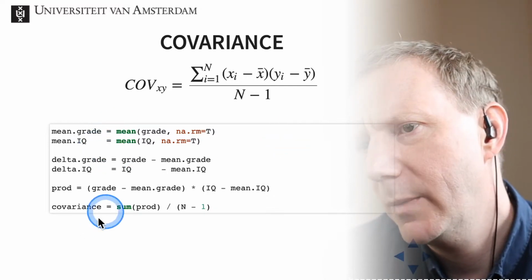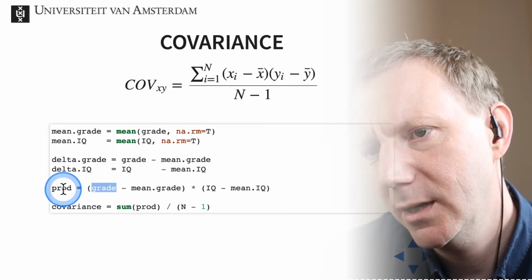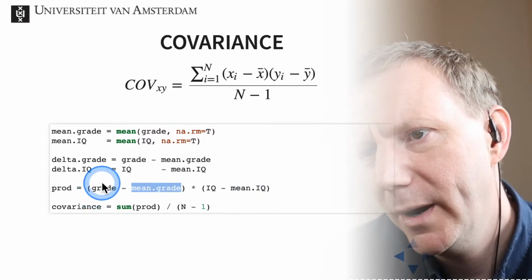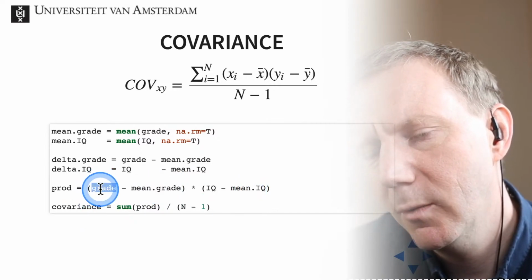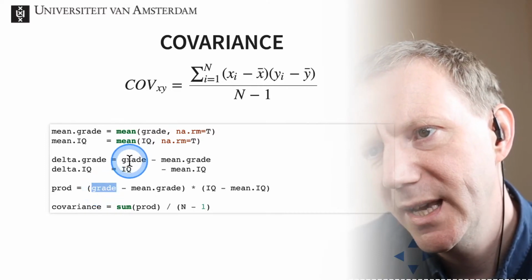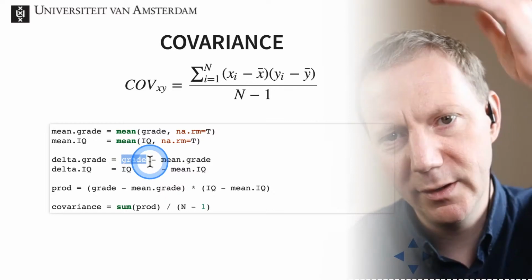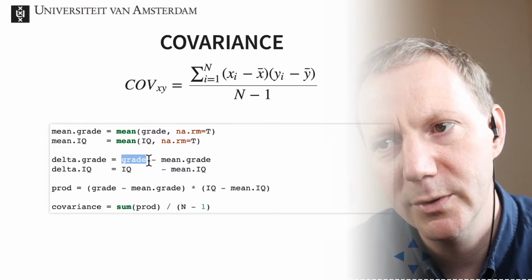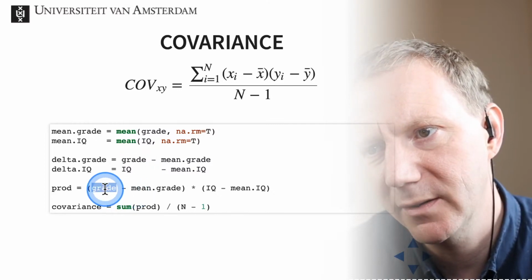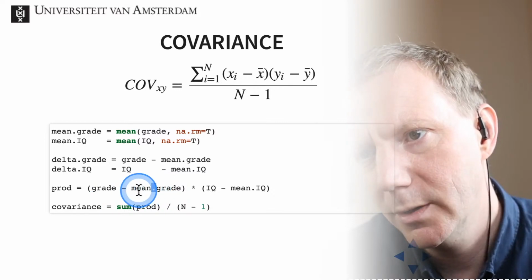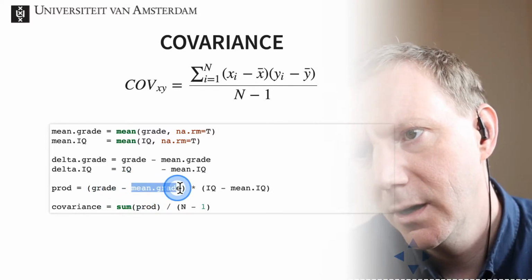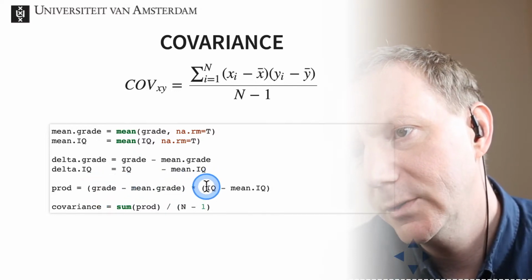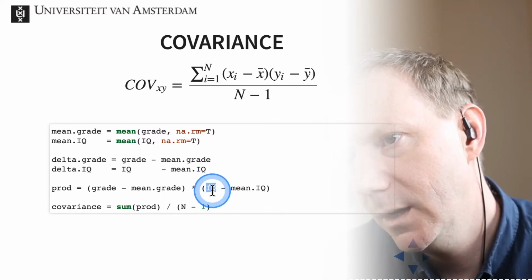Okay. So the thing that might be confusing is the fact that you're seeing, oh, we have a product of grade minus mean grade, where you might assume this to be one number, and it's not, because the variable grade is a vector. It's a list of all the grades for all the people that are in here. So this is a vector, and this is just one number. So we're subtracting this mean for each and every observation in the grade vector, and we're doing the same for the IQ.